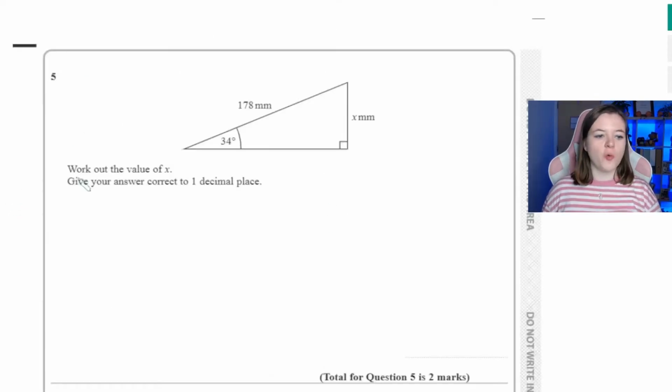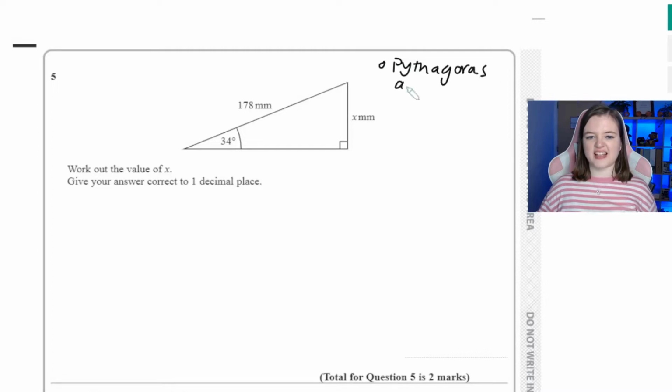Question 5. Work out the value of x, give your answer correct to 1 decimal place. So for right-angled triangles, you're quite limited in what you can do. There are 3 things that can come up with a right-angled triangle. First one, Pythagoras. That's the a squared equals b squared plus c squared equation, or a squared plus b squared equals c squared, whichever way around you have it.